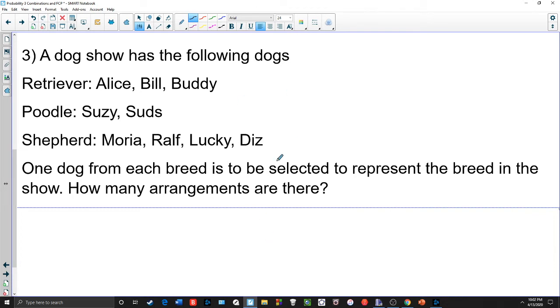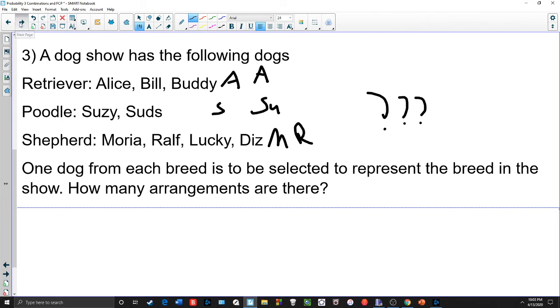So, we could pick, say, Alice for retriever, Susie for poodle, and Moira for shepherd, or we can pick Alice for retriever, Suds for poodle, and Ralph for shepherd. So there's a few different ways we can arrange it. This is kind of a weird problem here. Is it a combination, or is it a permutation, or is it kind of a mix between the two? This is the type of problem we're going to be looking at in the next case. So let's go ahead and take a look at it.